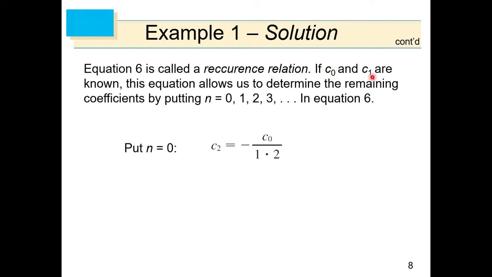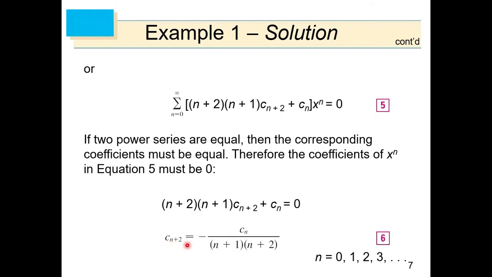If c0 and c1 are known, this equation allows us to determine the remaining coefficients by putting n is equal to 0, 1, 2, 3 up to infinity in equation number 6. Put n is equal to 0. For n is equal to 0, we get c2 is equal to minus c0 upon 1 into 2.